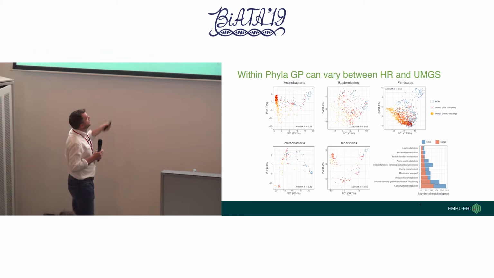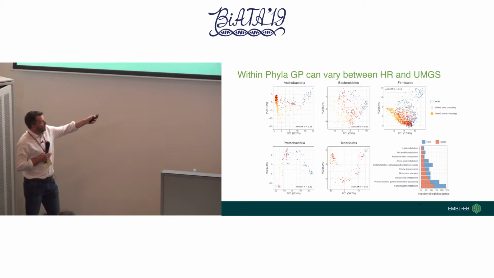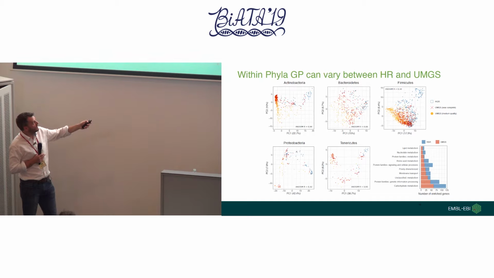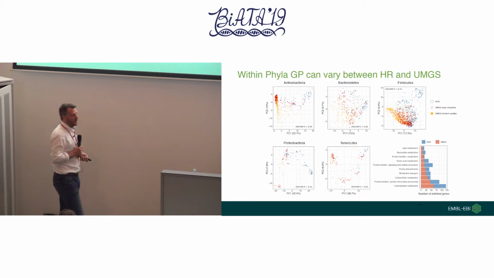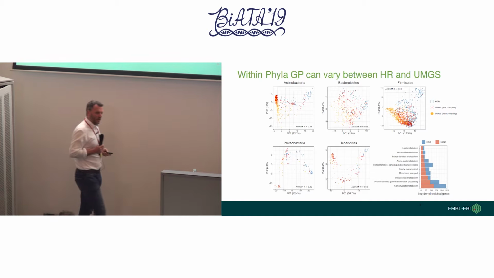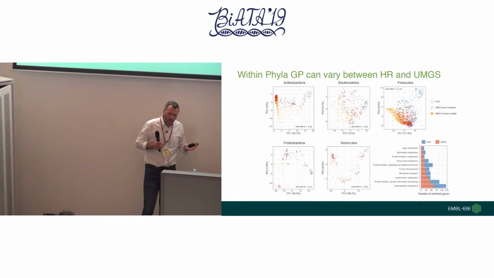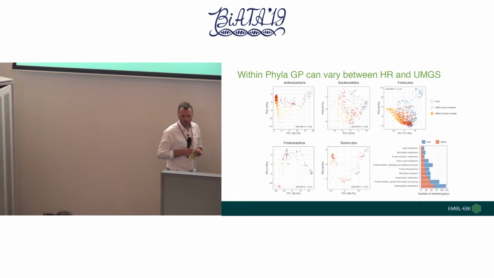Generally, we see similar sorts of patterns, but if we look at just the number of enriched genes, there is definitely a distinction between the MAGs and the isolate genomes. And so we were like, okay, so there's something there. Can we go one level down, even more fine-grained?